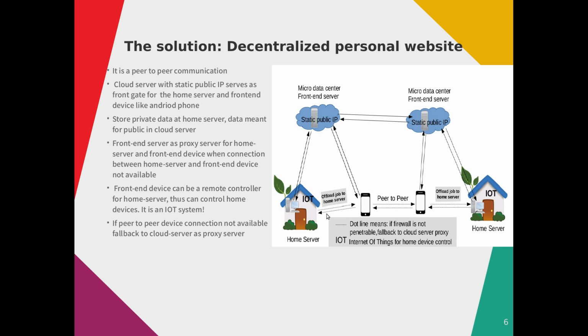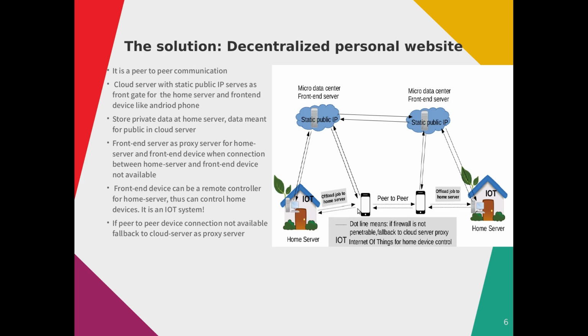We can notice that in some cases the home server has a public IP. In this case, the front-end device can connect to the home server directly. But if this connection cannot be established, we can fall back to the cloud server to stream the data. It's kind of like IoT, Internet of Things, and our front-end device serves as a remote controller. We can get all controls remotely over this network architecture and through our home server.